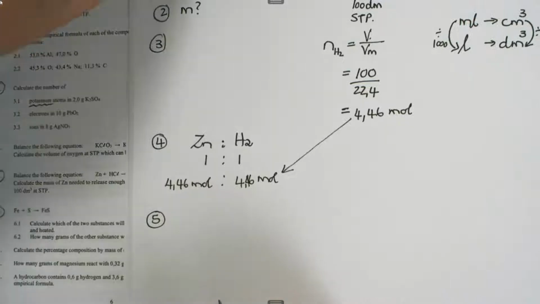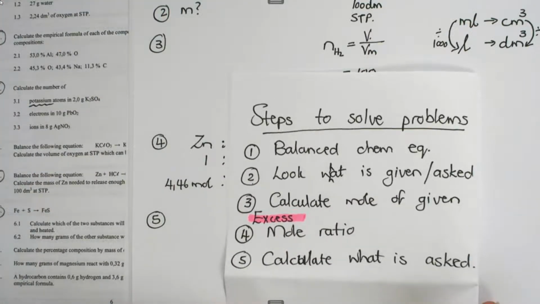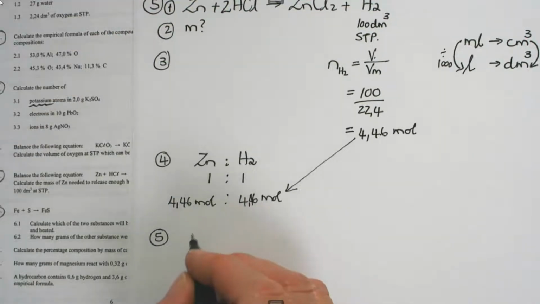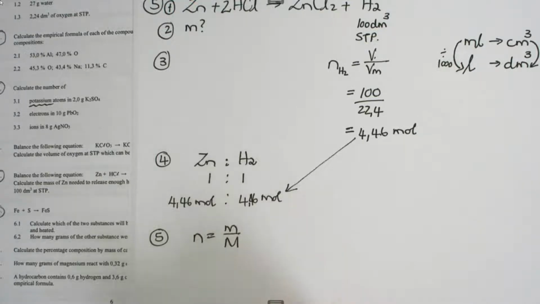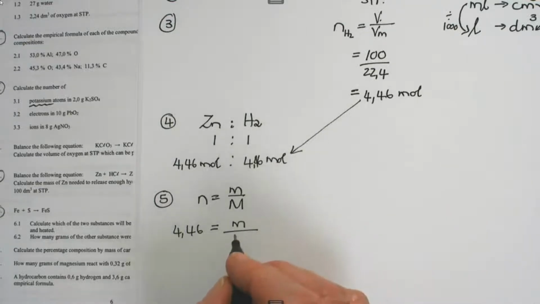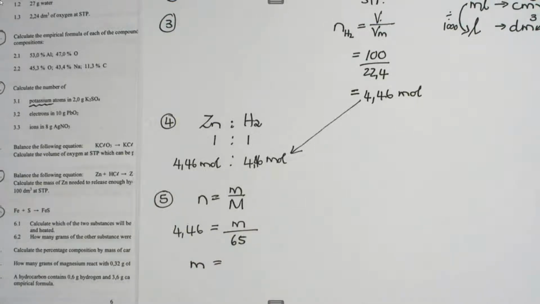And then step 5. Step 5 says calculate what is asked. And what did they ask? The mass of zinc. So now if I have all my formulas in mind, I must use this one, n equals small m divided by capital M. I do have the mole, 4,46. m, I want to calculate the small one. The big one I don't have to calculate here on the right hand side because it's only zinc and that is 65. So I take that number still on my calculator and multiply it by 65 and my answer is 219,18 grams.